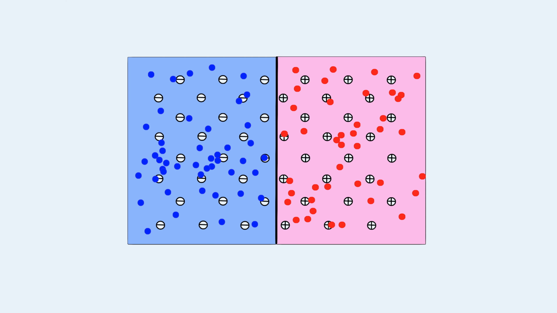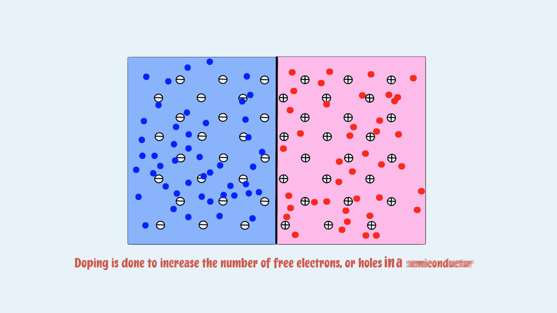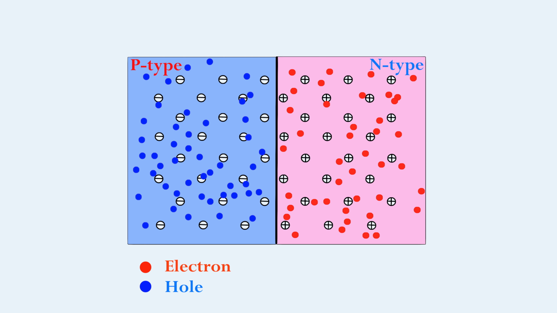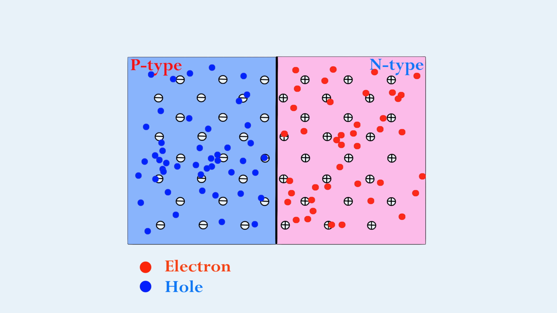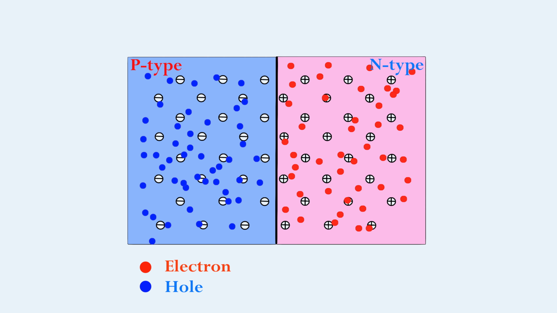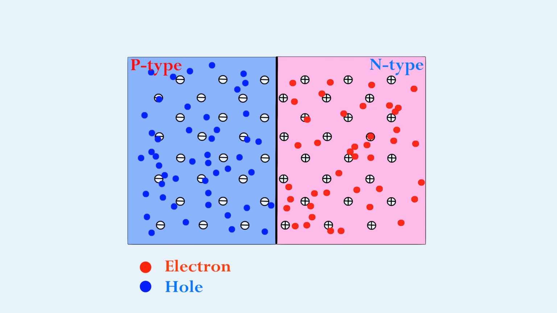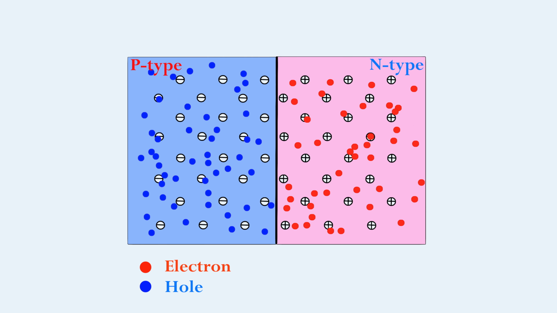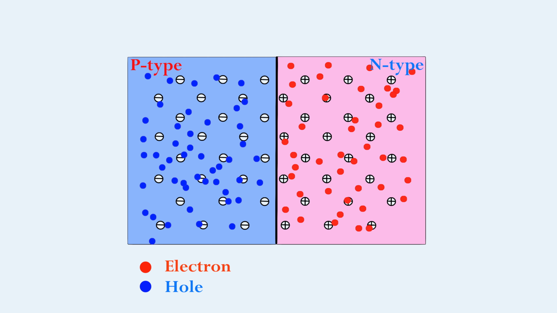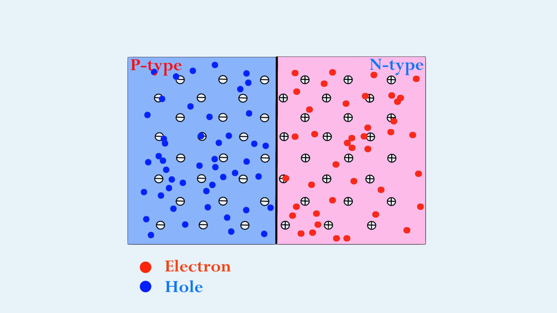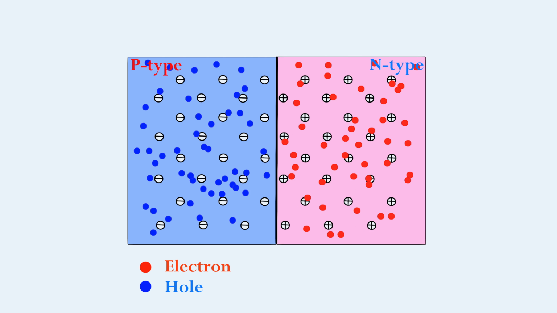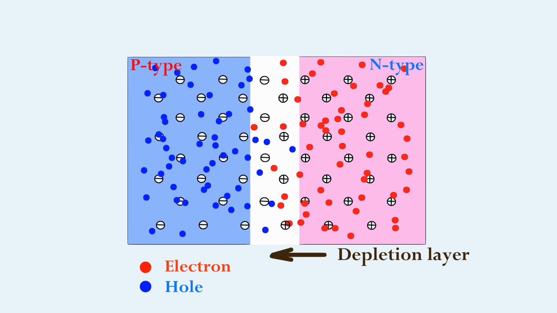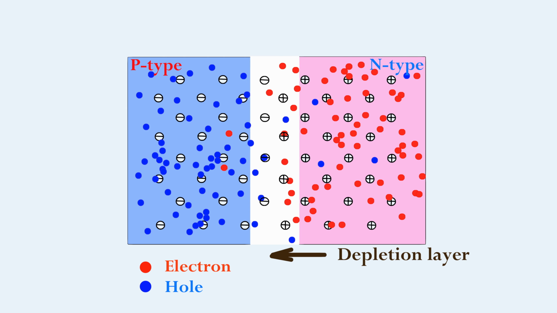Doping is done to increase the number of free electrons or holes in a semiconductor, therefore enhancing its electrical conductivity. N-type doping increases the number of available electrons, and p-type doping increases the number of available holes. An interesting phenomenon occurs when joining n-type material with p-type material. This joining causes excess electrons in the n-type material to diffuse to the p-type side, and excess holes from p-type to diffuse to the n-type side, creating an electric field in between, which is called the depletion layer. This electric field results in a voltage developed at the junction.